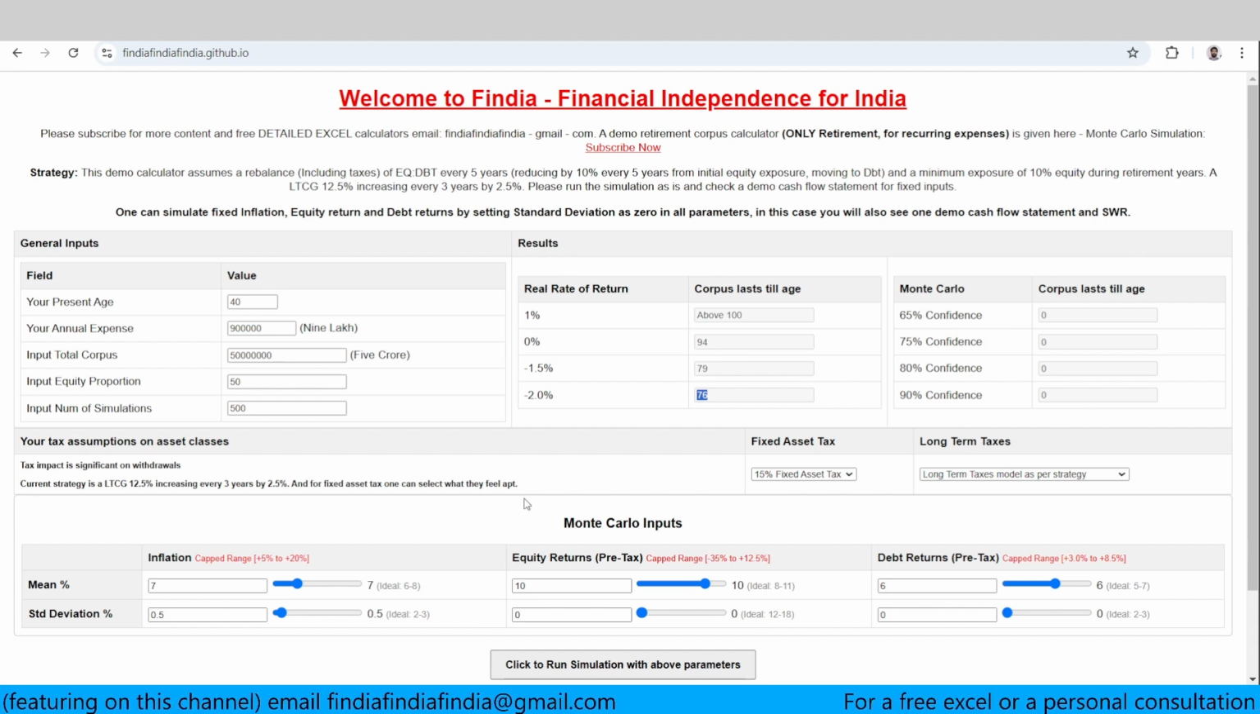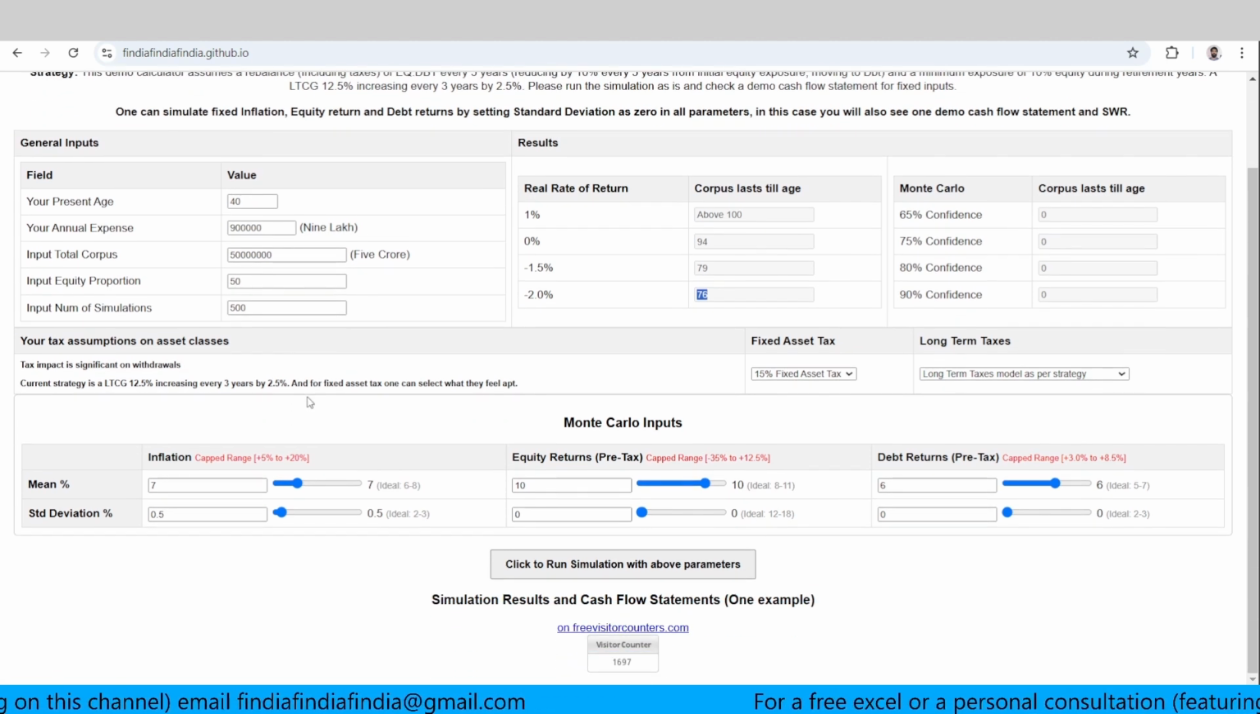Next is, of course, for the people who do not believe that taxes impact their withdrawals, I have made a small thing here where you can put in a fixed asset tax, whatever you want. I have put 0% fixed asset tax, and also 0% long-term taxes, which is of course not the case, but in case you want to go ahead and check.